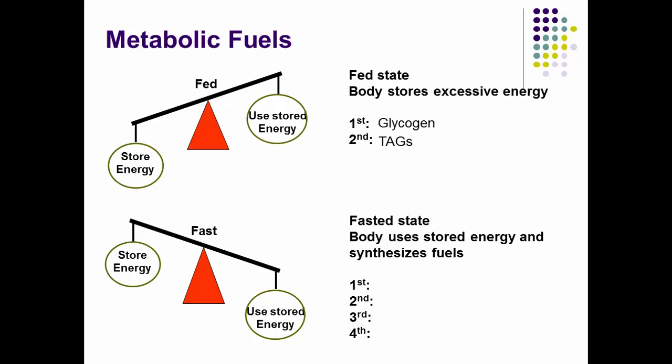And the fasting condition. In the fasting condition we already know that the body utilizes stored energy and synthesizes fuels, right? So first, we need to break down glycogen to release glucose from the liver and not from the muscle, right? You guys know, muscle will not release glucose because of the lack of glucose-6-phosphatase. So this is the most important thing. And as the starvation continues, the liver and kidney will start to make glucose through gluconeogenesis.